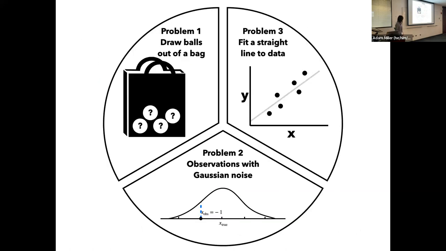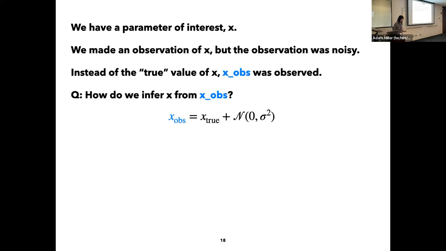Let's now work on observations with Gaussian noise. That's an example you saw earlier today when you were doing the line fitting model, but again, we can use the Bayes way to think about it. Let's say we have a primary interest in X. Don't confuse X and Y; now X is just X. We made an observation of X, but the observation is noisy. So instead of the true X value, X observed is being observed. It's a little confusing on wording, but we observe X observed as X true plus some Gaussian noise with sigma, and we know the value of sigma squared here. So what will be the Bayes way to infer the true X?